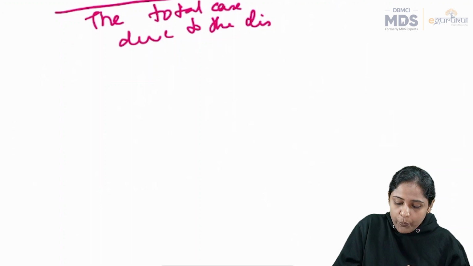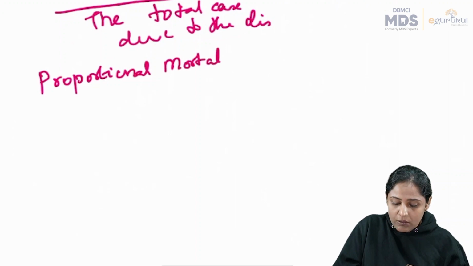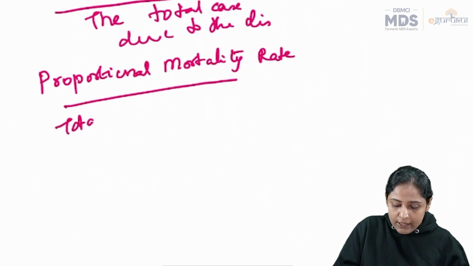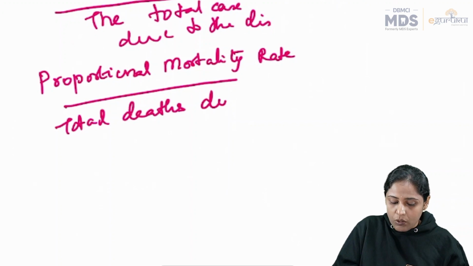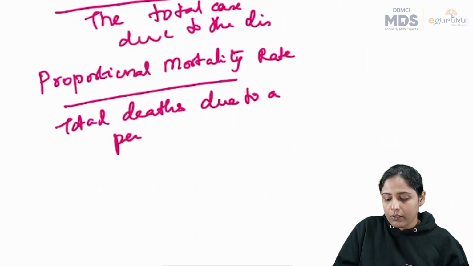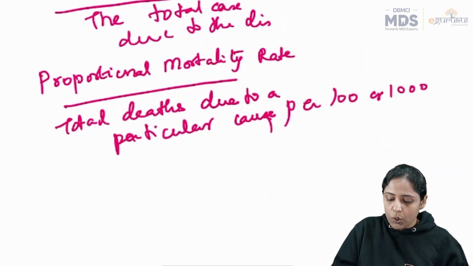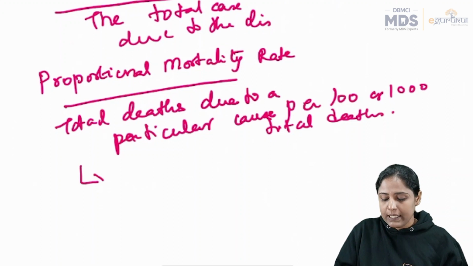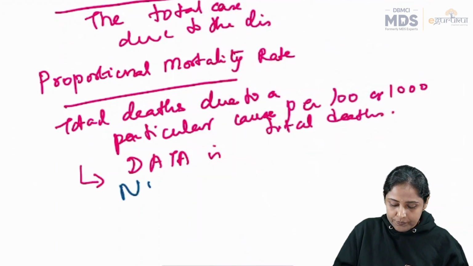Now we come to proportional mortality rate. It is also another mortality rate. So it is total deaths due to a particular cause per 100 or 1000 total deaths. That is proportional mortality rate. These are used when the data is not available.